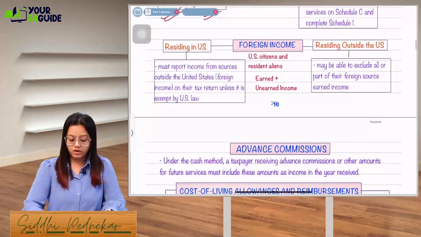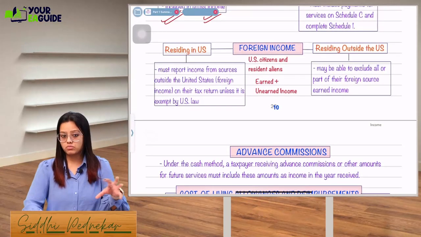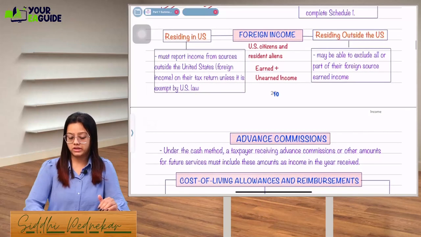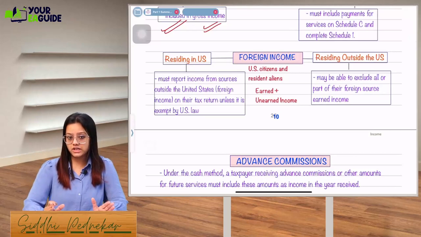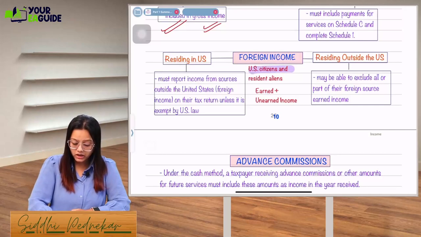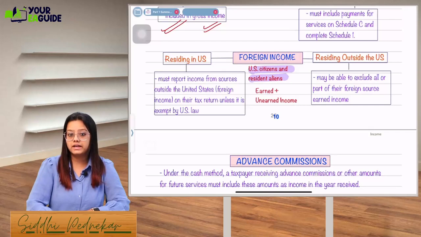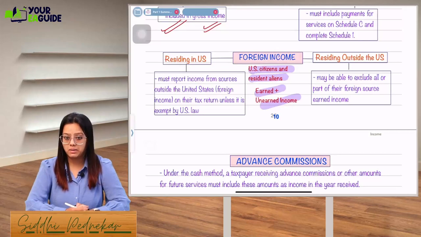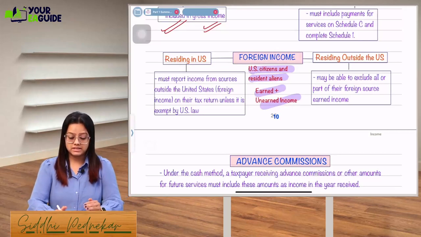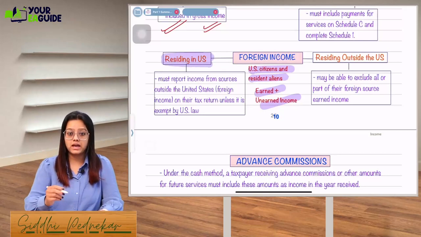Okay, next is foreign income. When we do tomorrow's topic, where we take foreign earned income exclusion and foreign tax credit in detail, we'll understand it there. Right now, I'll just tell you the basic thing: if you are a US citizen or a resident alien residing in the US, and you have earned plus unearned income, then all your world income will be taxable.